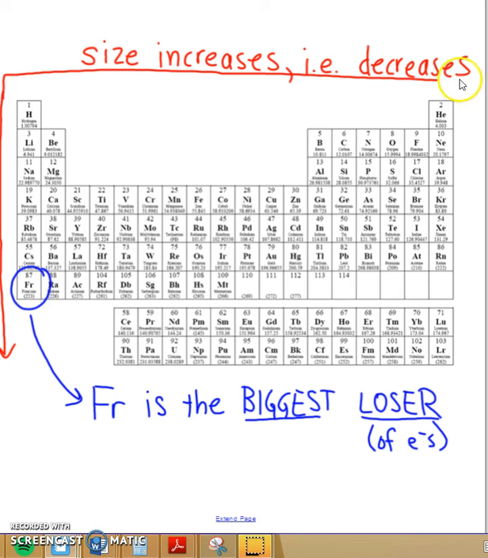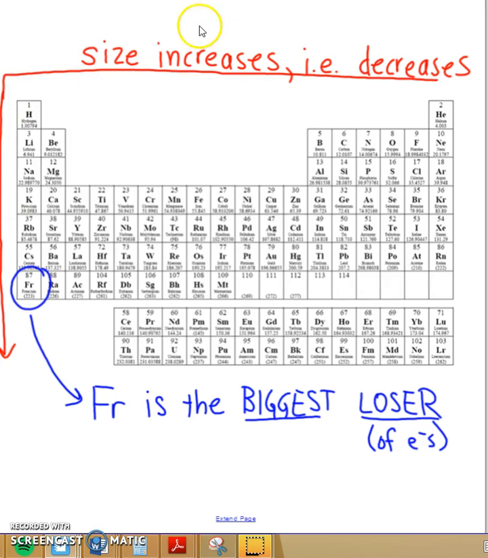And I found the easiest way to do it is I drew an arrow going this way and then this way. And it reminds me as I move this way and down on the periodic table, elements get bigger and bigger, their size increases, but their ionization energy decreases. So if you can kind of remember this little pattern right here, you'll be okay.